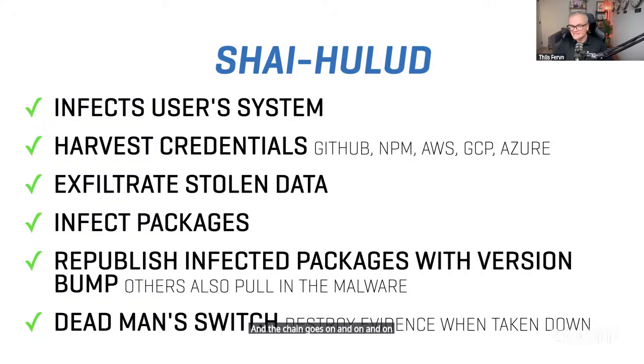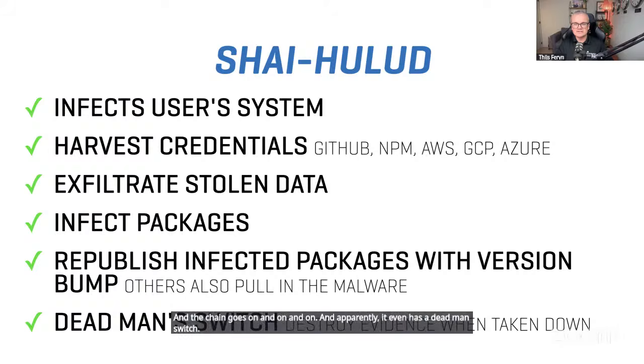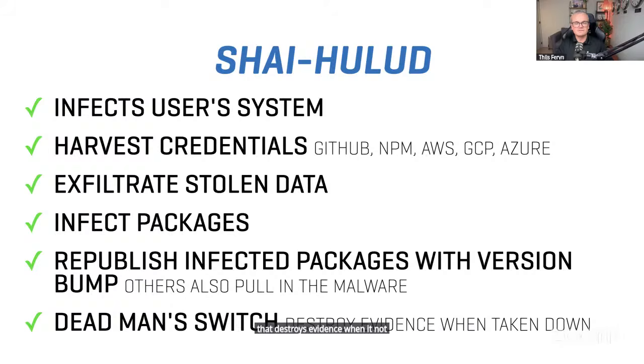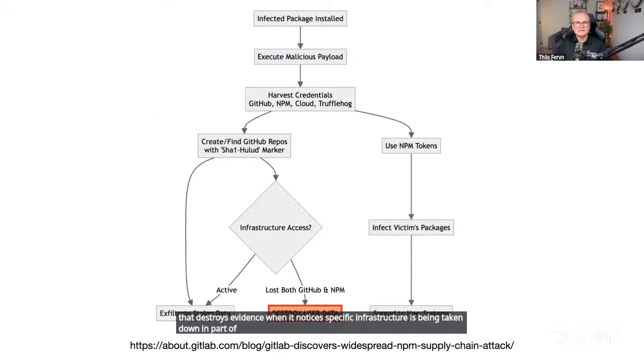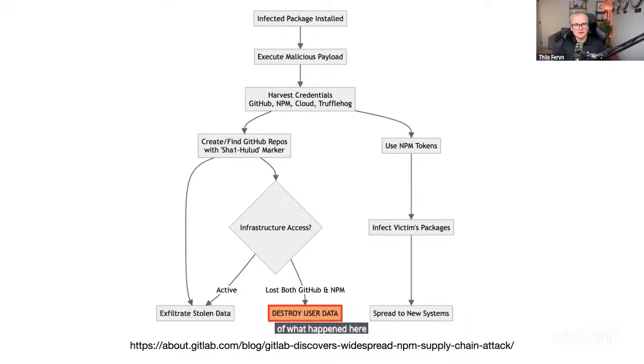And apparently it even has a dead man switch that destroys evidence when it notices specific infrastructure is being taken down as part of the process. So this comes from GitLab, and you see the link here to the GitLab blog. They show a nice little diagram of what happened here. So this Shai-Hulud worm isn't that dangerous when it's on your system. It really gets dangerous when someone pulls it in. And that's the question we need to answer.